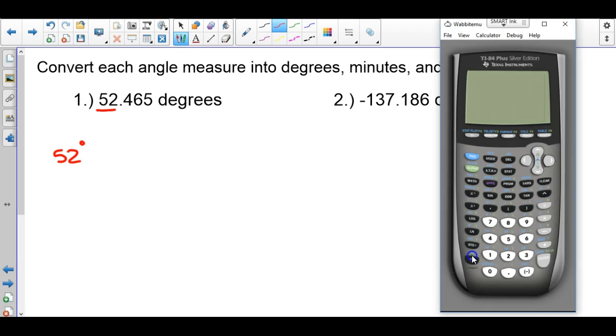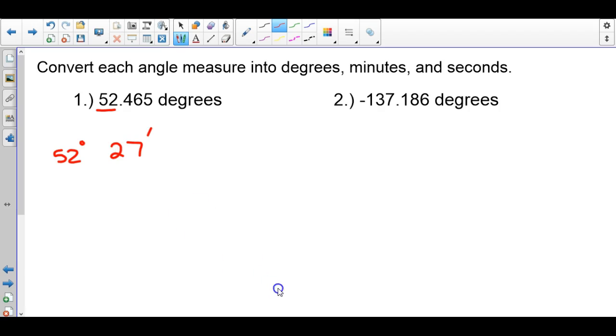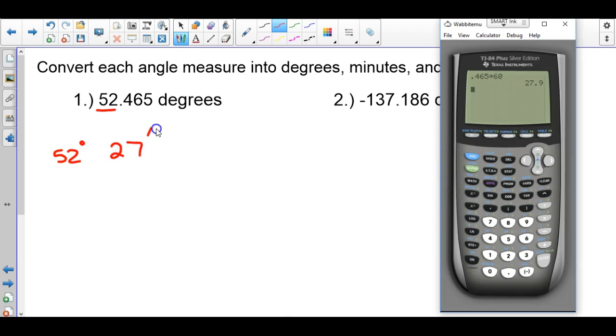What I do then is I go to the calculator and I put in the decimal part, 0.465. And what I want to do is figure out how many minutes and seconds this is. So I just multiply by 60, and that's going to give me 27.9 minutes. So I write the whole number part here, and I put the dash representing minutes. Now I take this decimal, 0.9, and I multiply it by 60 to figure out how many seconds I have. And that is 54.